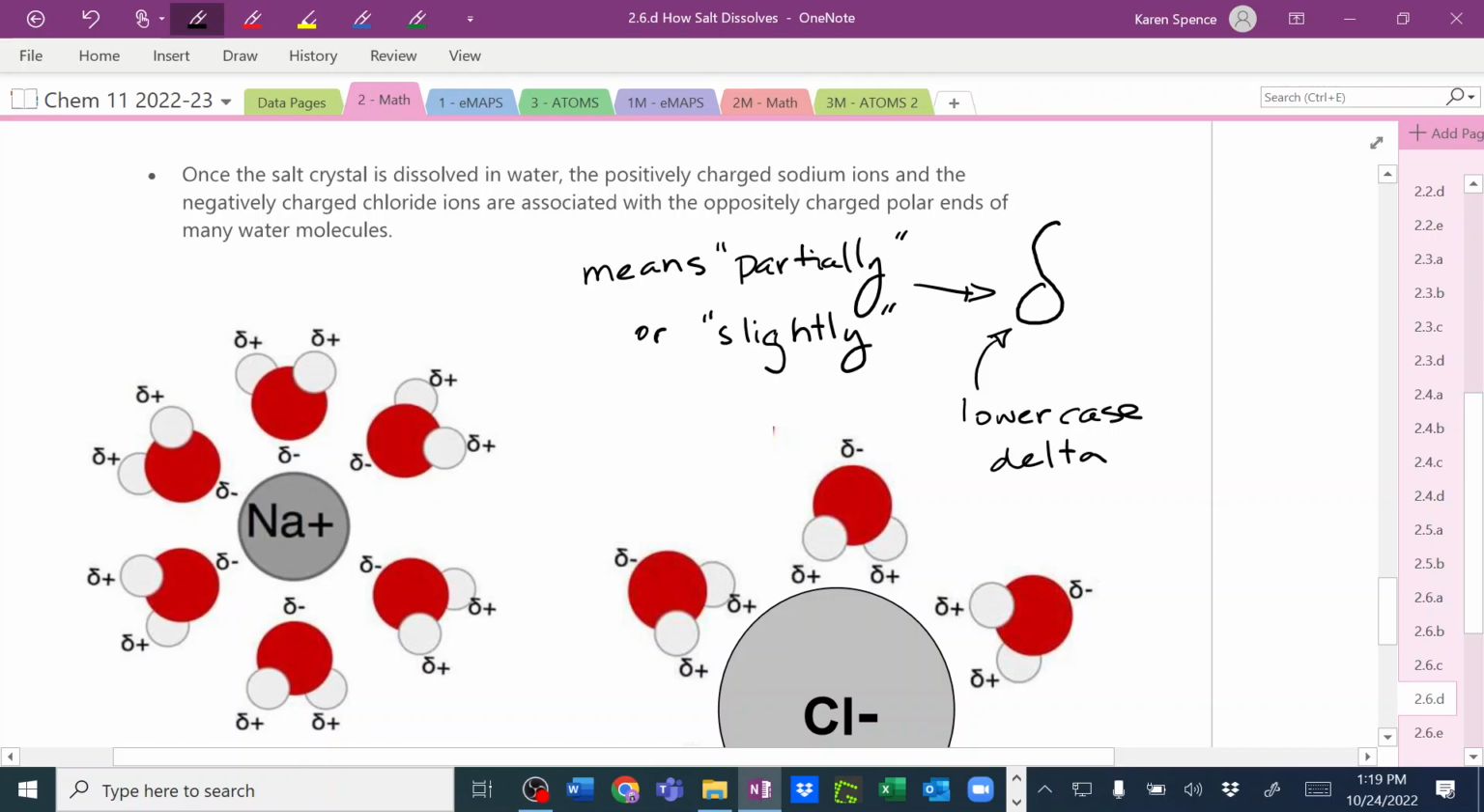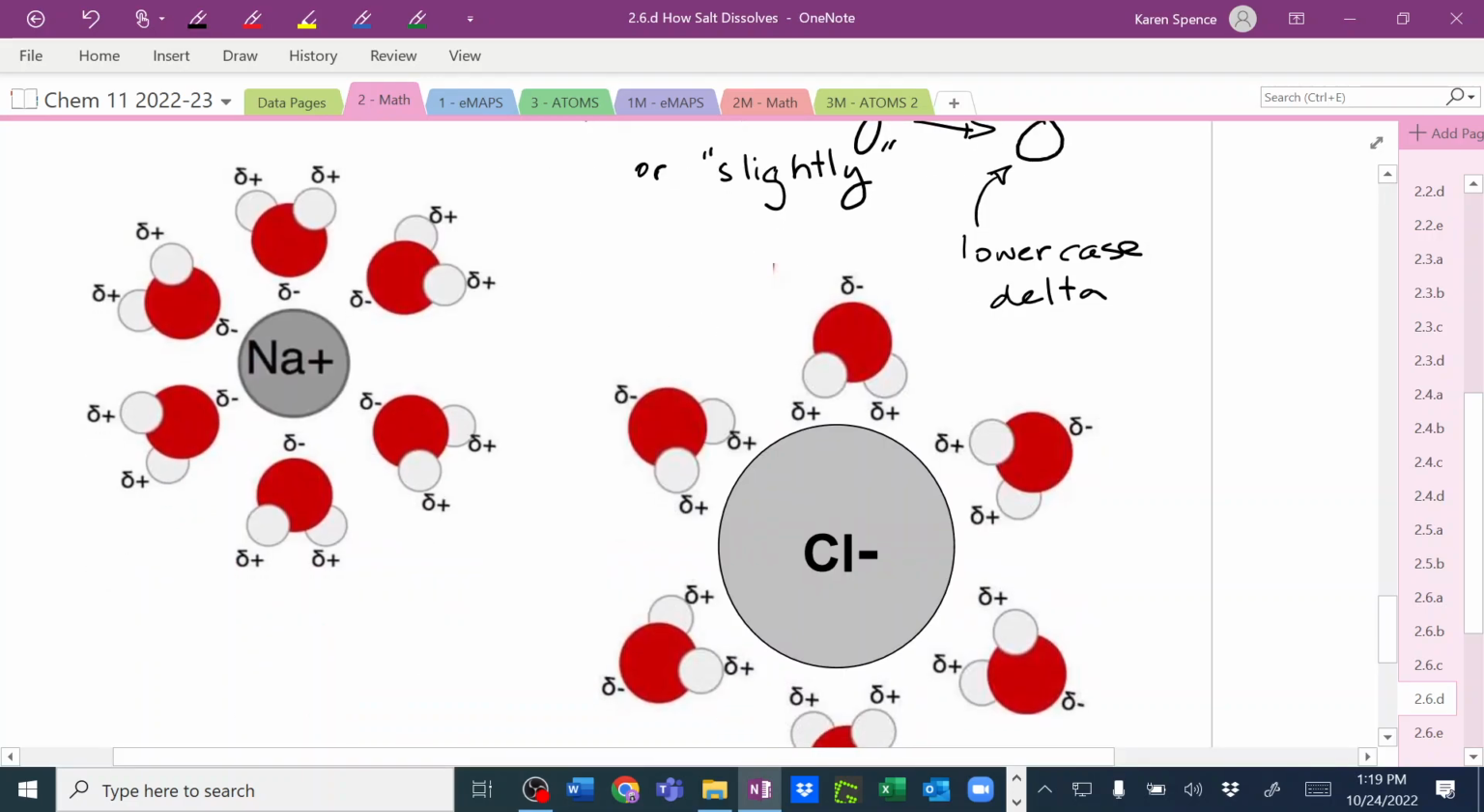So you might be asked to draw a sodium ion and to show the correct orientation of the water molecules around it. Or you might be asked to draw a chloride ion with the correct orientation of water molecules around it. Which way do the water molecules orient themselves? Which way do they arrange themselves around the positive ion? They put it so the negative is pointing towards the positive.